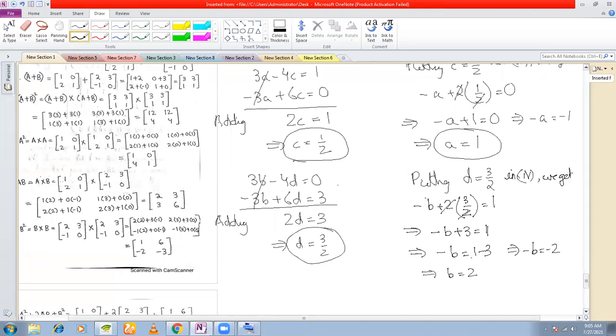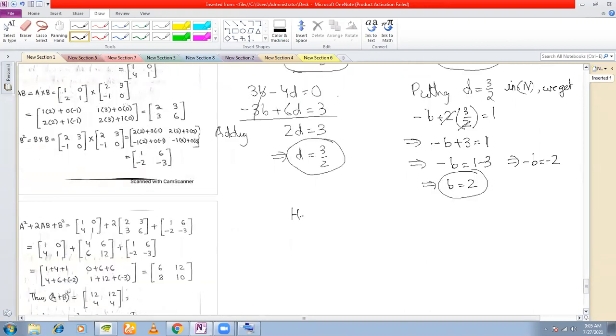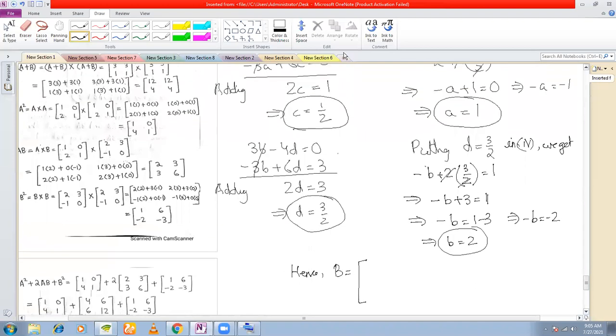So now if you see, we have got all the 4 values, A, B, C, and D. So what is the matrix B? Hence, B is equal to, in the first place, you had A. The value of A was, we have found 1. Second place, you had the value B in the 1, 2 position. So this is 2.